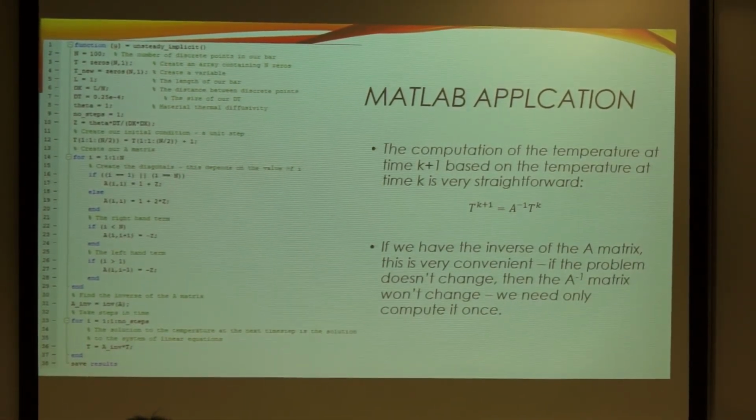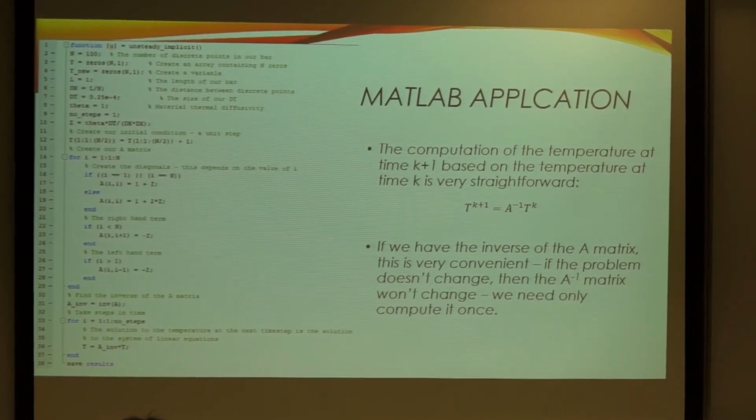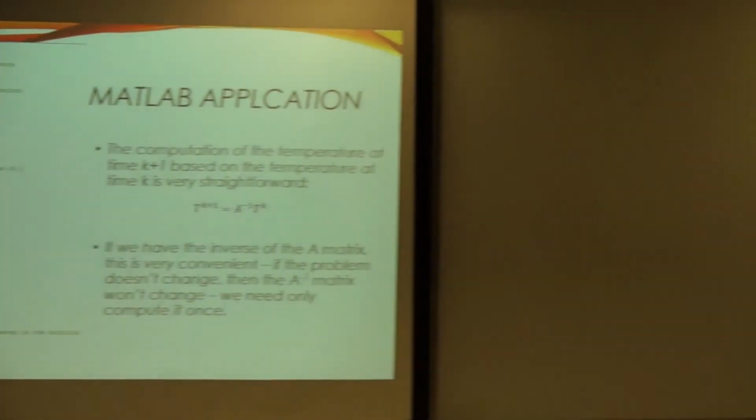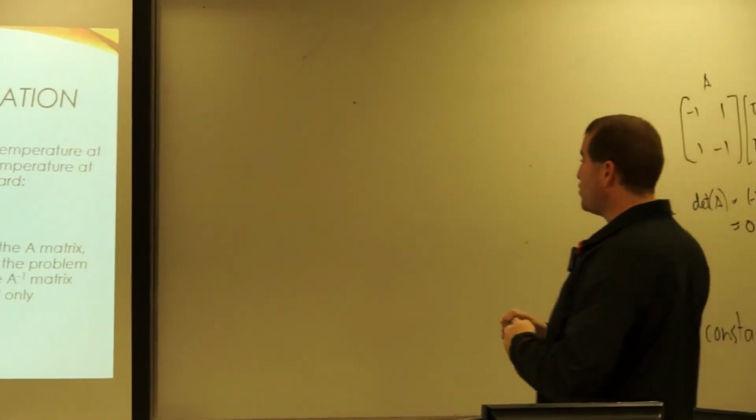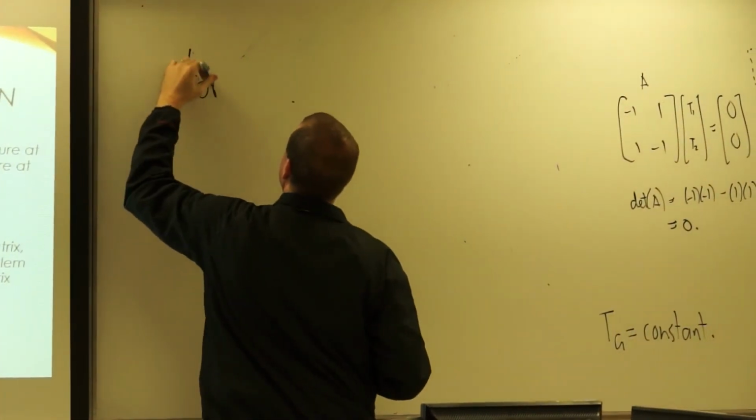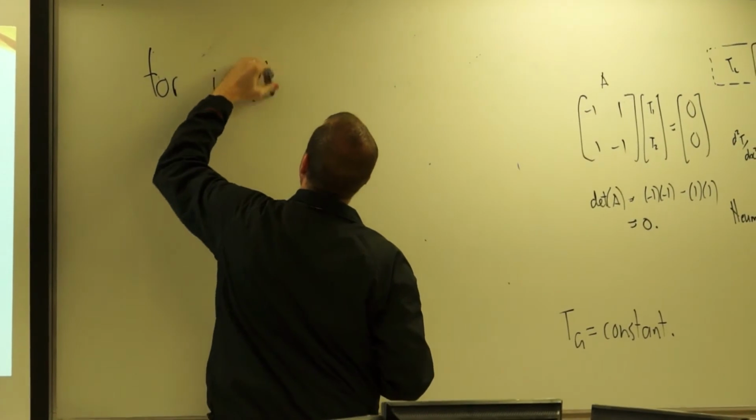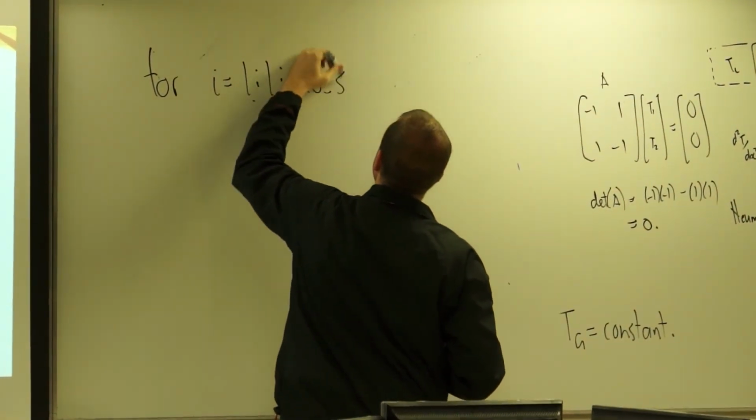We only need to add a small piece to our code, and you're going to see it's an unsteady solver, so we have to iterate over time. So we're going to have a for loop for i equals 1 to the number of steps.